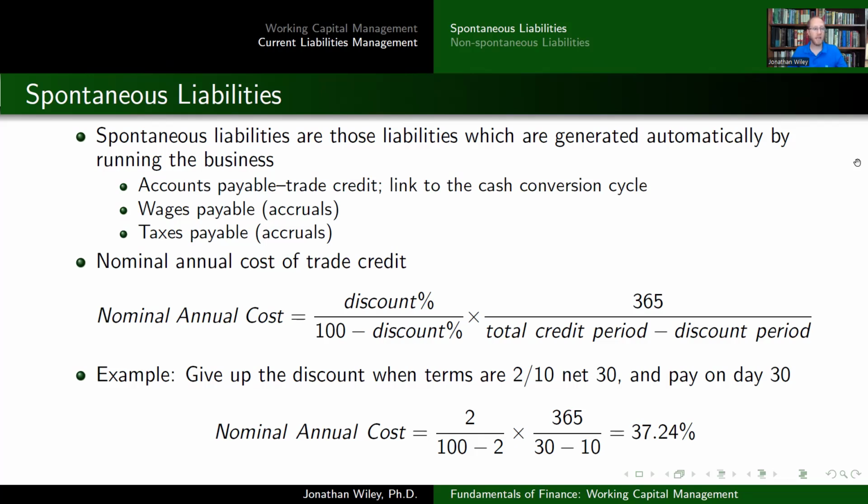Previously, I was paying $98 because I paid within 10 days. I got a $2 discount, a 2% discount. So now the supplier is going to charge me $2 more relative to that $98 that I was paying. So I'm going to have 2 over 100 minus 2, or 2 over 98.